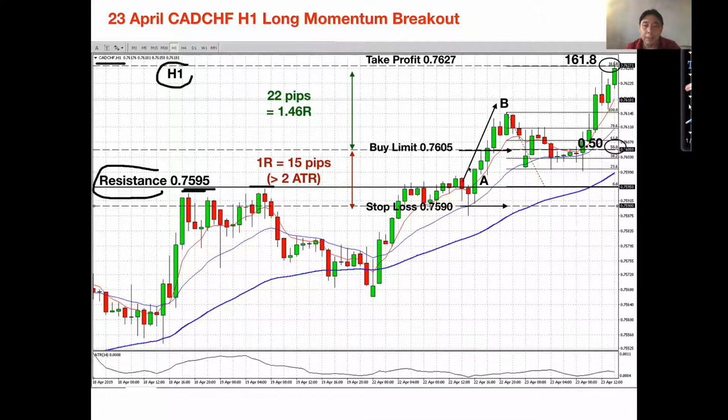Okay, so it goes up, and over here, I designate it to be point B. Now some of you may be thinking, okay, in real time, how would you know that this was not the swing high? How do you know that this is a swing high, right? Good question. So the answer is very simple.